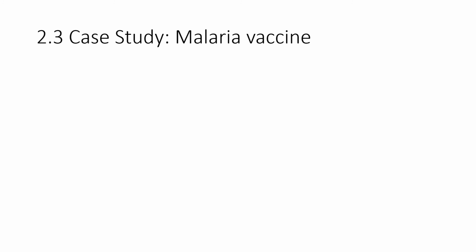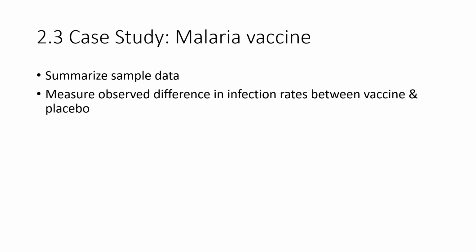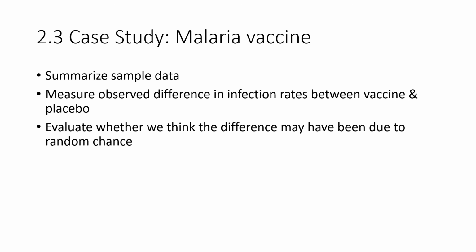And then finally, section 2.3 works through a case study looking at evaluating the efficacy of a malaria vaccine. There'll be a brief discussion of the study design, and then they'll look at how to summarize the sample data, how to measure the observed difference in the infection rates with malaria between the vaccine group and the group who received a placebo. And then how to start evaluating whether we think that difference may have been due to random chance, or if we think that the malaria vaccine is in fact really effective.